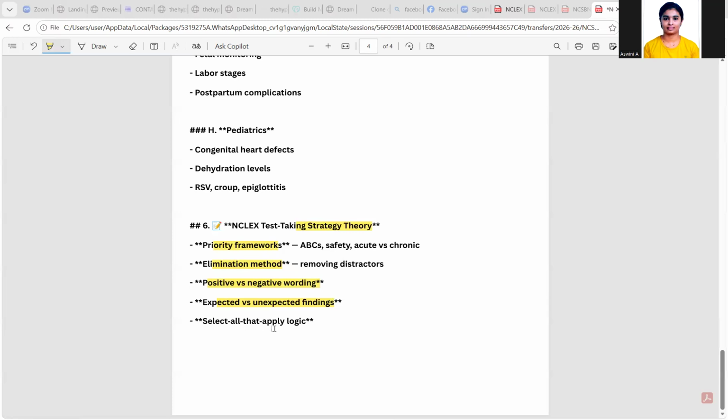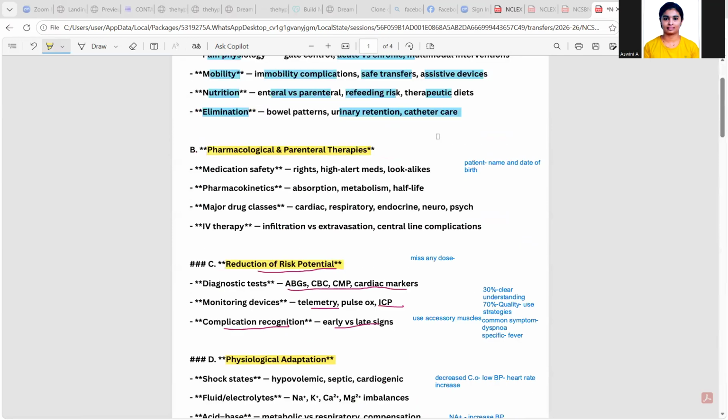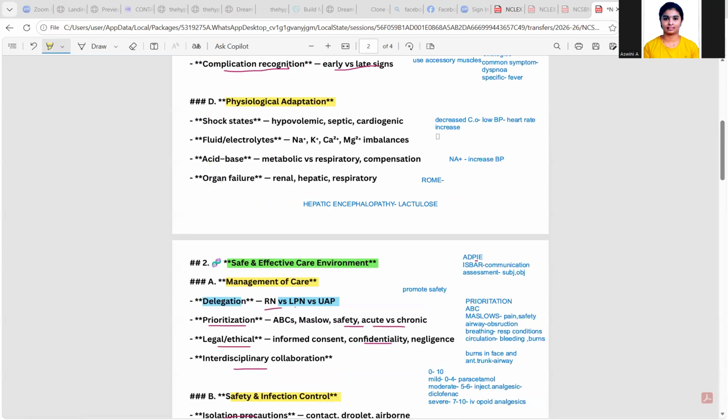Then in select all that apply types, there is a risk of losing marks, so we should be very thorough. Sometimes in the bracket they will ask to choose any 2, choose any 4, like that. So we should choose only that limited number, not more than that. If we choose wrong answers, there is a chance of losing 4 marks. Okay, so these are the main criteria and strategies we have to apply in our question analysis.